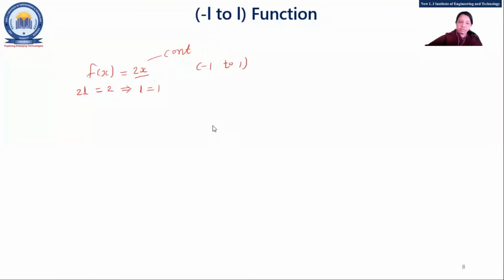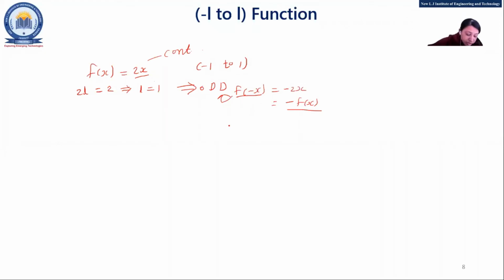Odd. The function is odd. Yes, the correct one. The function is odd. How are you checking? Just check f of minus x. If you put that, you will get minus 2x, so minus f of x. When you get f of minus x equal to minus f(x), obviously your function will be odd.